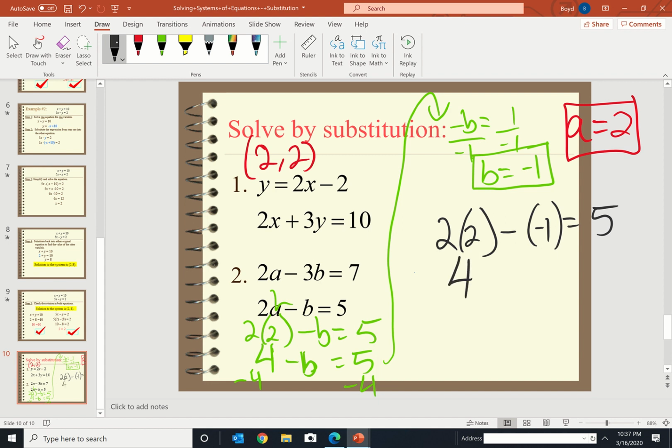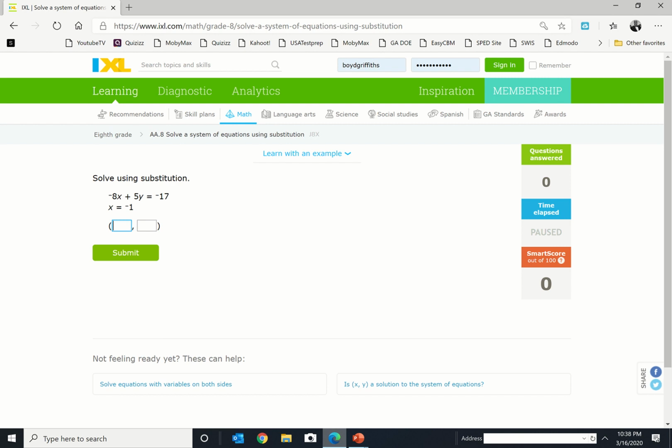Does 4, remember when we subtract the negative, it really means to add a positive. So that's going to be 4 plus 1 equals 5. Does 5 equal 5? Yes, it does. So therefore, we know we've come up with the right solution. So our final answer, or the ordered pair, is going to be (2, -1).